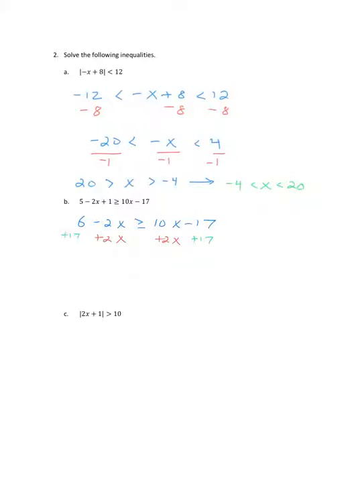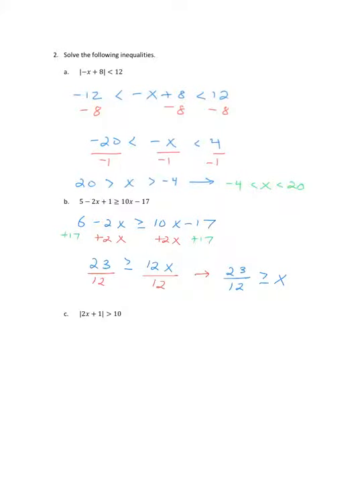Okay, when I do this, I get 23 is greater than or equal to 12x. Okay, I can now divide both sides by 12. This is a positive number I'm dividing by. This means I do not change the direction of the inequality. That's 23/12 is greater than or equal to x.